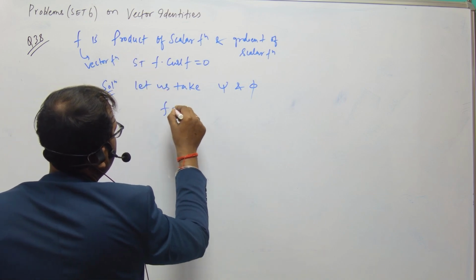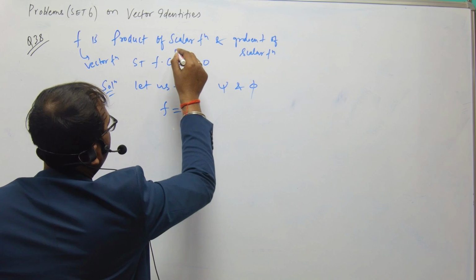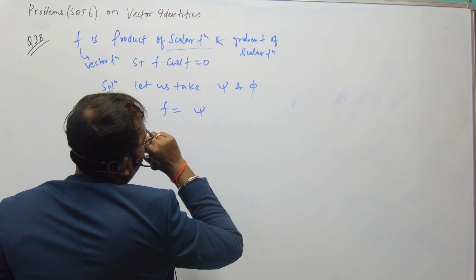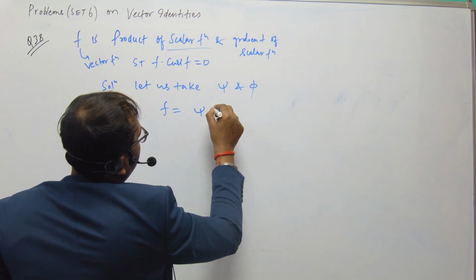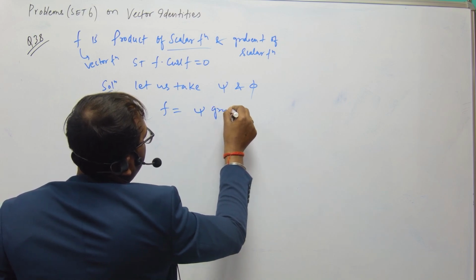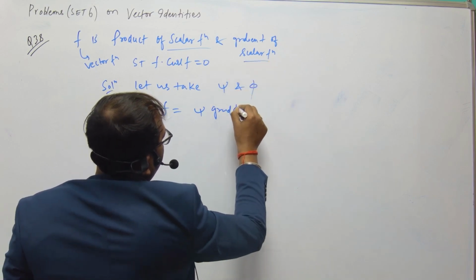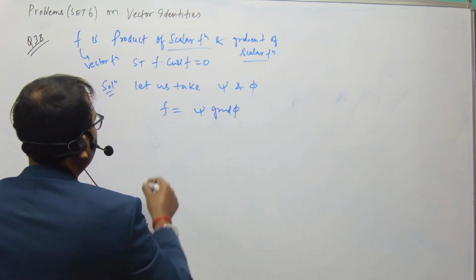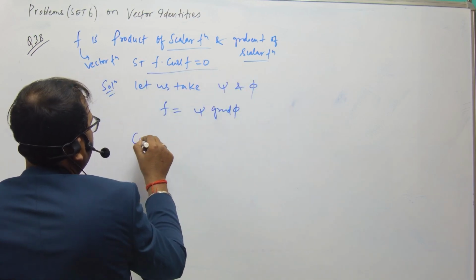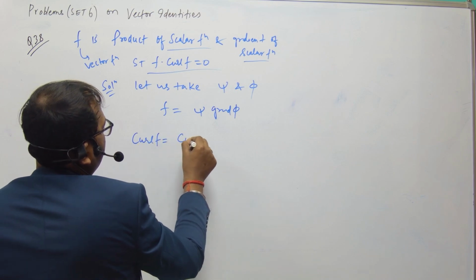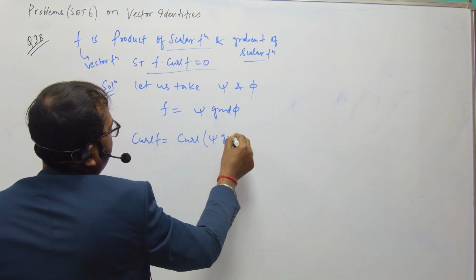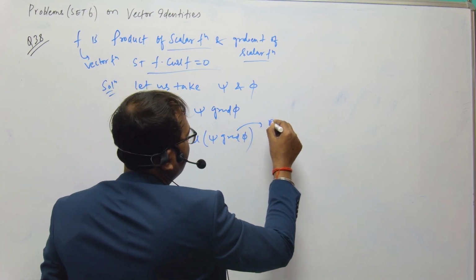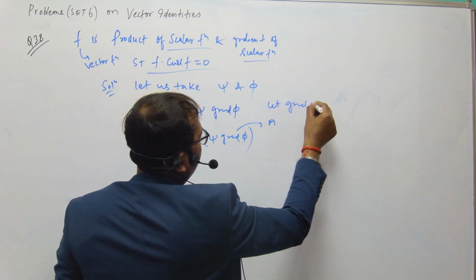Vector function f is the product of a scalar function psi and the gradient of a scalar function phi. That is, f is psi times gradient of phi. So we have to show that f dot curl of f is zero. We have curl of f is curl of psi times gradient of phi. Let us take gradient of phi as a.